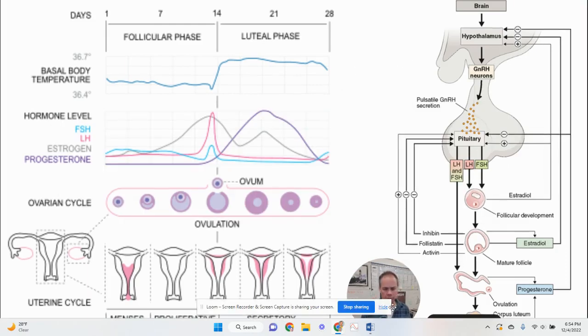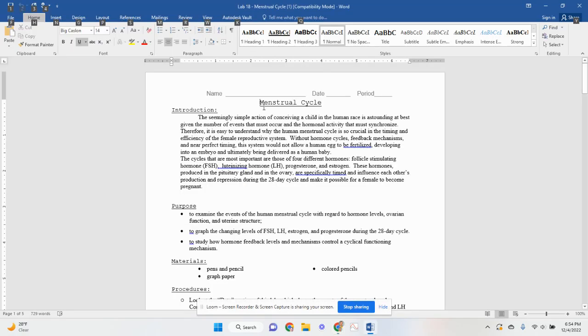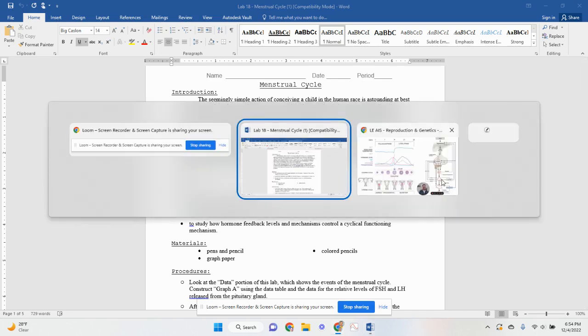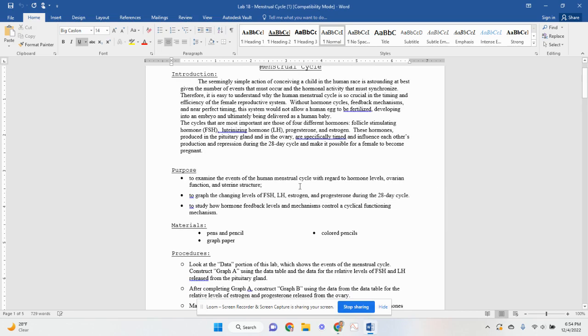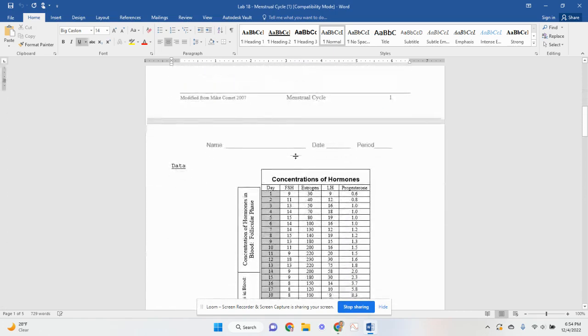So you're going to be doing a lab. I'm going to show you this. You're going to be doing this lab now. And there's a little introduction which reviews some of the things that I just talked about. And also, you're going to be graphing. And so I'm going to show you what this looks like, because it's a little different.